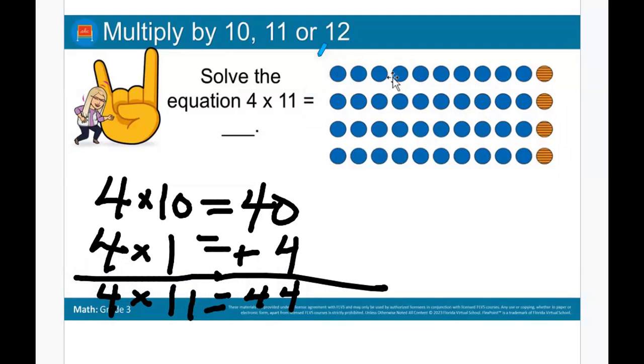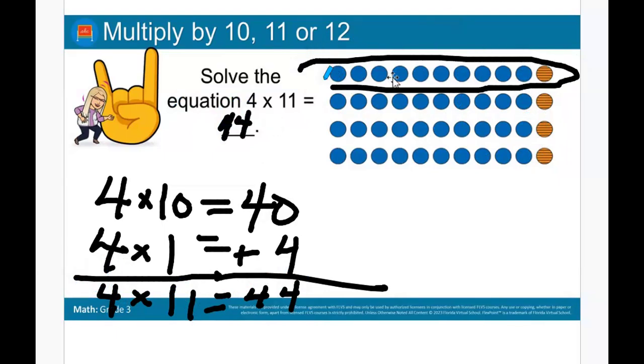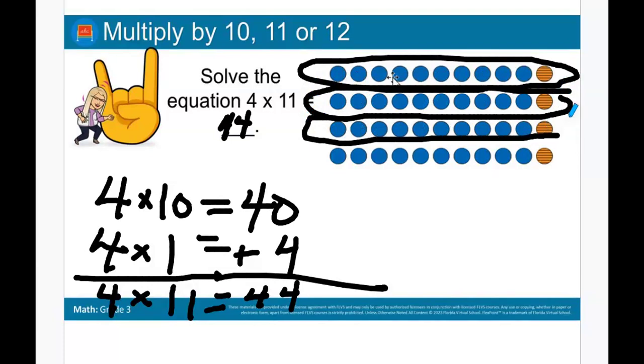I also know I can think about it this way. There's 1, 2, 3, 4, 5, 6, 7, 8, 9, 10, 20, 30, 40, 41, 42, 43, 44. So that's another way of double checking my mathematical thinking. So I'm starting with the previous problem, and then I'm just putting one more on to the end. So I know 4 groups of 11 is 44.